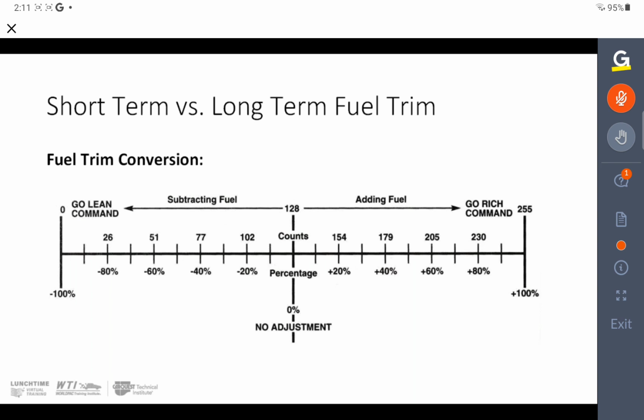For short-term fuel trim, if the system is running too rich, then it will be subtracting fuel. So you'll see fuel trim numbers go negative. If you see a negative fuel trim, that means the computer is taking fuel away. If you see a positive fuel trim number like positive 20, then it is adding fuel to the system. Again, all to maintain an average of 14.7 to 1 air fuel ratio.